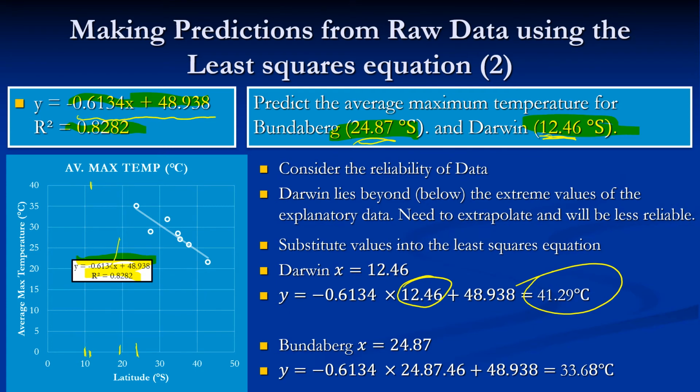Now Bundaberg, it's pretty well 25 degrees south. So it's going to be somewhere about there, between 20 and 30. You can see it's going to be predicted to be maybe 33. Let's have a look. We'll substitute this into the equation. Here's our x value, and we're just subbing it in instead of x. So it's negative 6.134 times 12.46 plus 48.938, and we've predicted it to be 33.68 degrees Celsius.